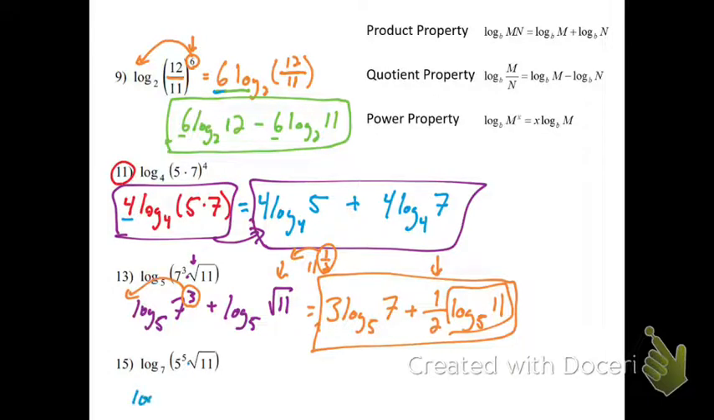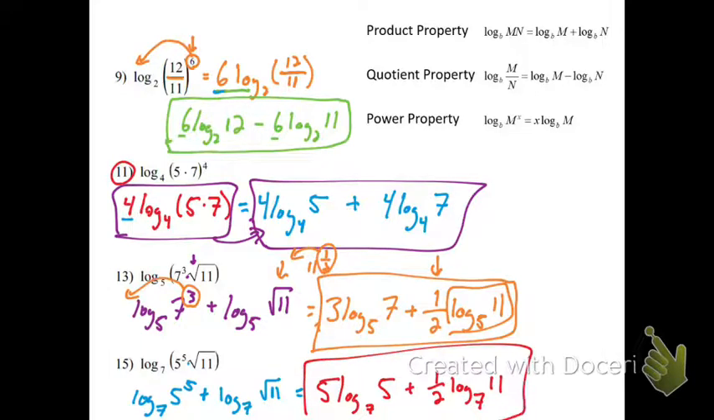Then, similar stuff on number 15. This turns into log base 7 of 5 to the 5th. Plus, since we're using the product property, sorry, log base 7 of the square root of 11 again. So when we're completing this problem, it's going to be 5 log base 7 of 5 plus 1/2, because once again 11 to the 1/2 power is the same thing as square root of 11, log base 7 of 11. So I like this answer better.